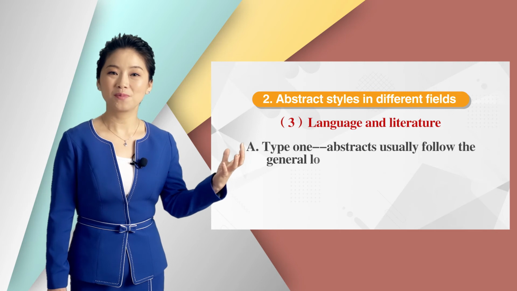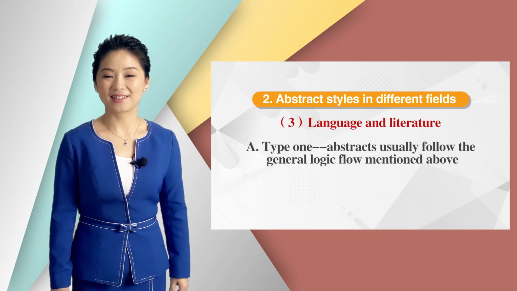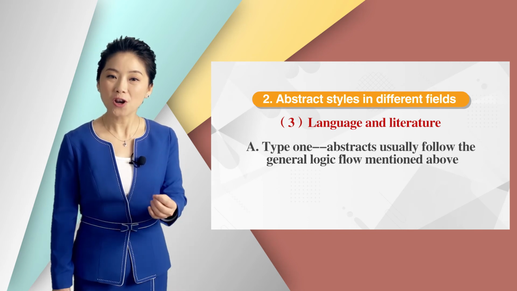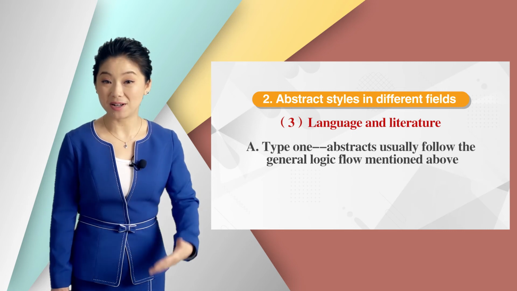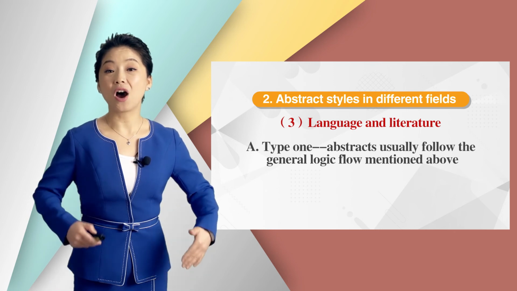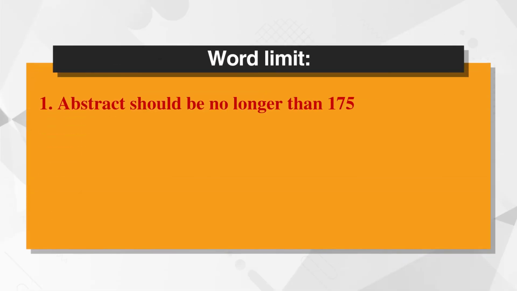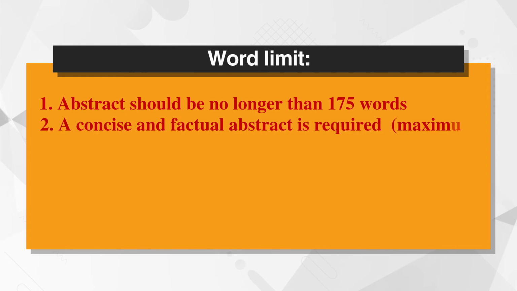In the field of language and literature, abstracts usually follow the general logic flow mentioned above. Let's look at a guide for authors on their official websites. Word limit. First, abstract should be no longer than 175 words. Second, a concise and factual abstract is required.